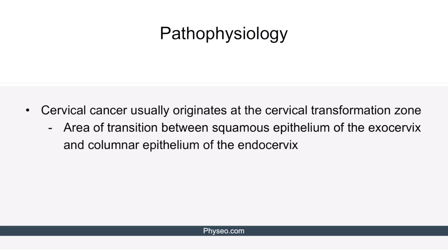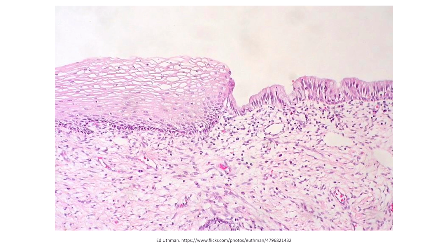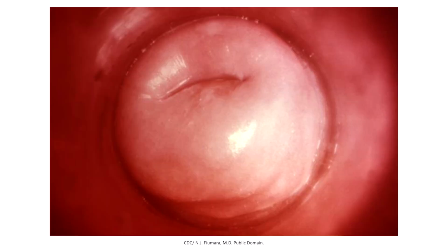It is important to know that cervical cancer usually originates at the so-called cervical transformation zone, which is essentially an area of transition between squamous epithelium of the exocervix and columnar epithelium of the endocervix. Here's a histologic image obtained from the transformation zone of the cervix. Note the abrupt change from squamous epithelium on the left to columnar epithelium on the right, with the transformation zone in the middle. And here's an image of a healthy cervix.